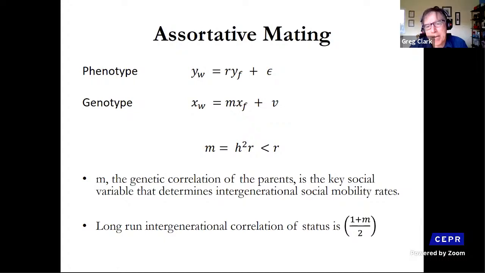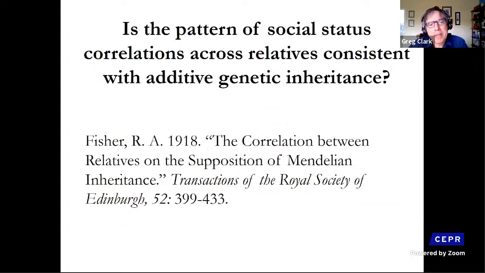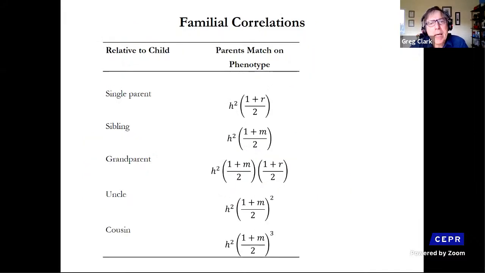With no assortment in marriage, it's going to be a half. With complete assortment, it would be 1. And then in 1918, famously, Fisher published a paper that showed what the correlation would be across any possible set of relatives in terms of their outcomes as a function of assortment in marriage.